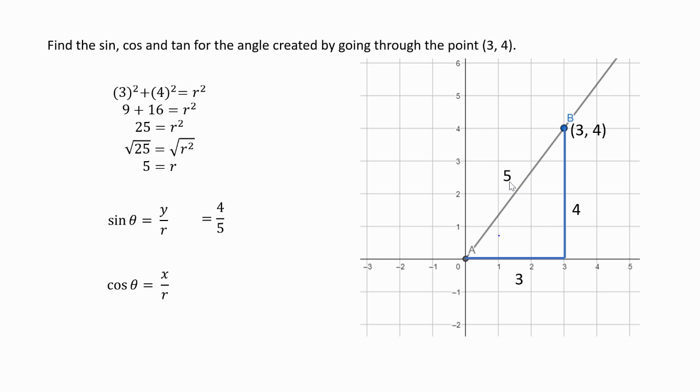The cosine is defined as the x value, in this case the adjacent side, divided by the radius. All right, so that's 3 over 5. And then I'm going to do the tangent equals y over x. Okay. So if I'm down here, it's going to be the opposite side over the x, and we get 4 over 3. Okay.